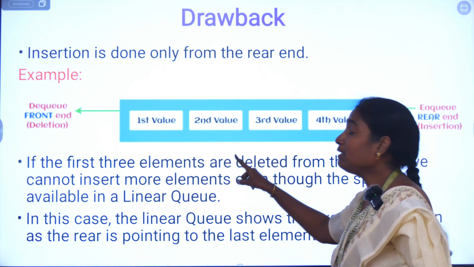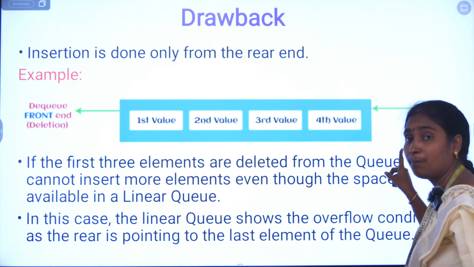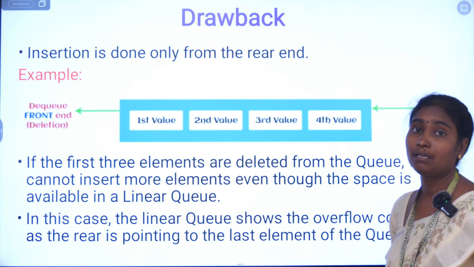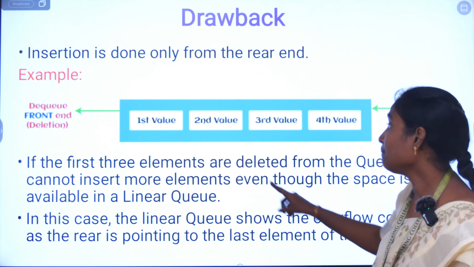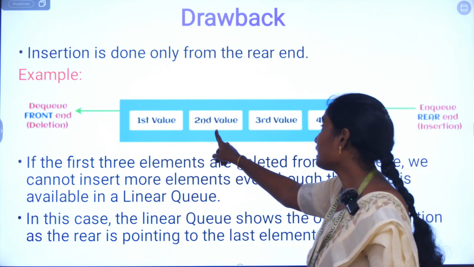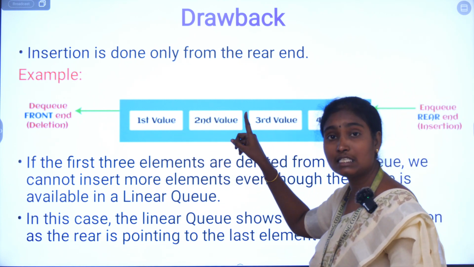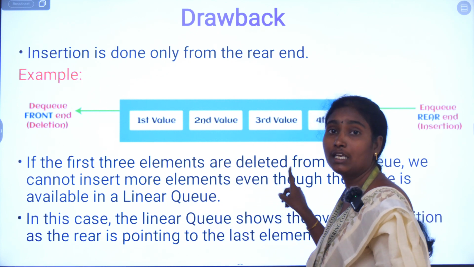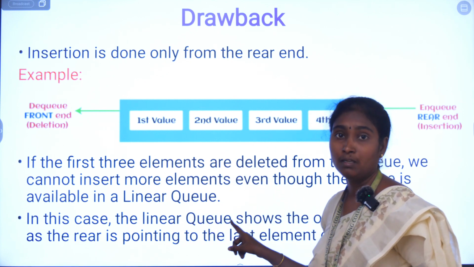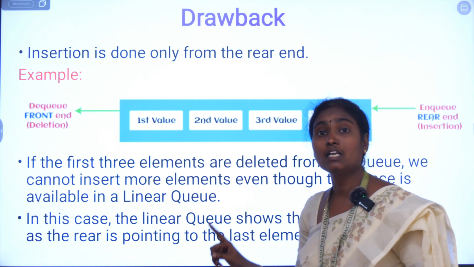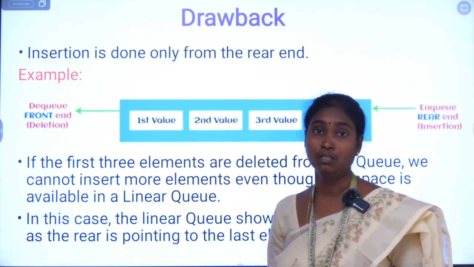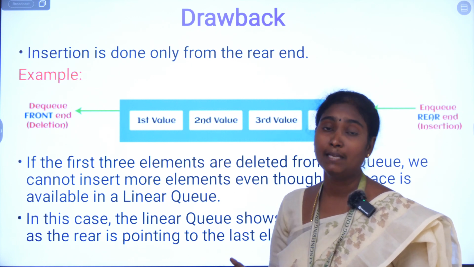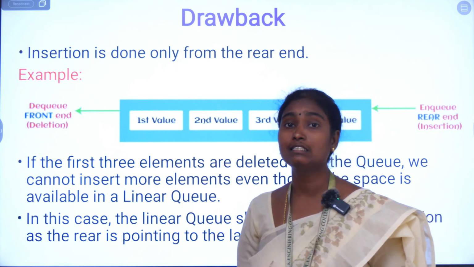If I then perform the NQ operation a fourth time, it will say that your queue is overflow. But if you see, the first, second and third positions are empty, yet it still shows that your queue is full, because the rear pointer alone is used to perform insertion. So this is one of the major drawbacks of the simple queue.